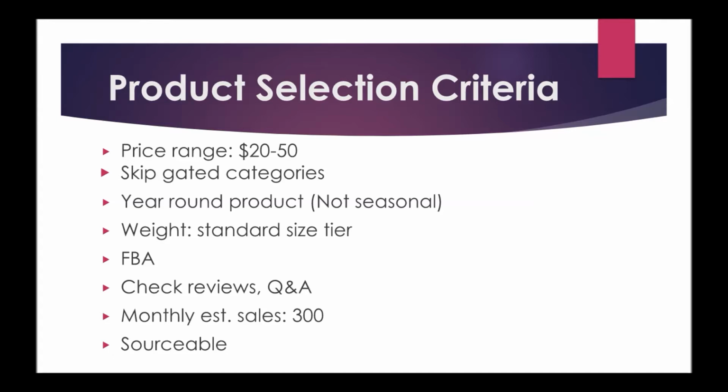Number three, year-round products. Okay, so not seasonal products. Year-round products will give you a consistent cash flow so that you're not banking all your revenue on the holidays. In terms of weight, we prefer standard size products because lighter items will help you reduce shipping and storage costs. Number five is eligible for FBA. By using FBA, you can save on having to rent out warehouse space, which lets you scale your business faster.